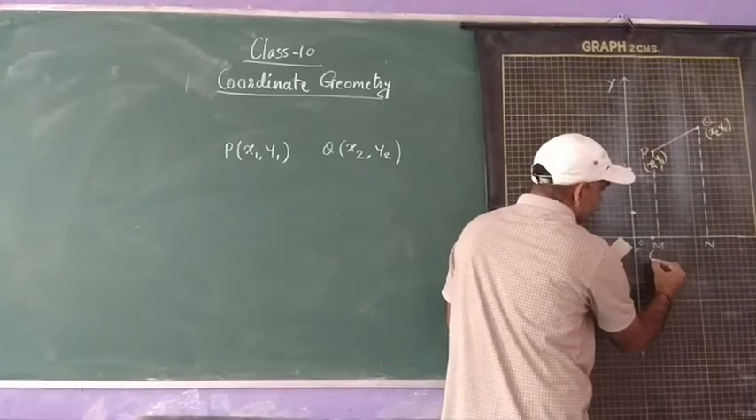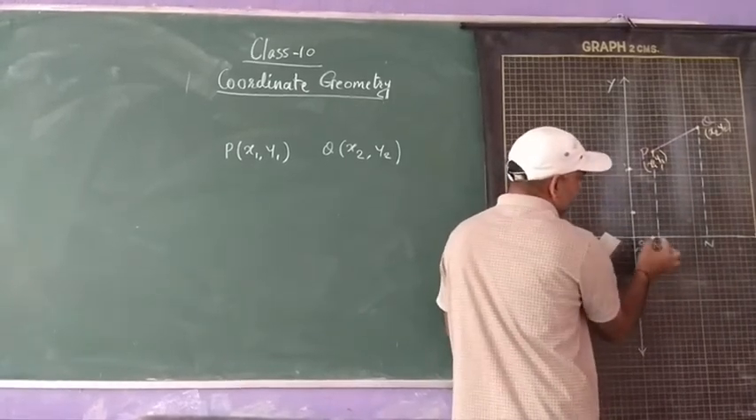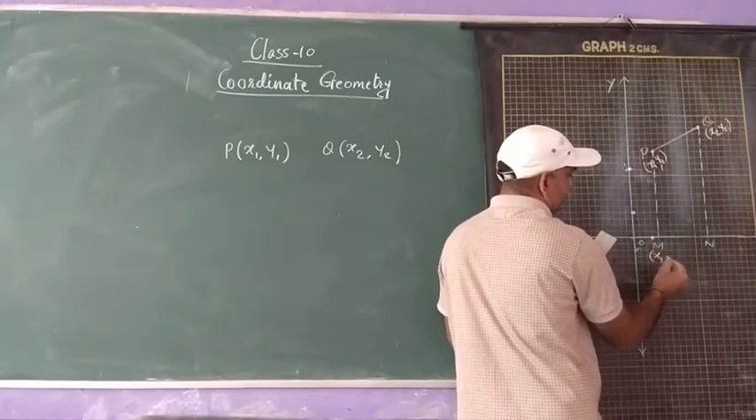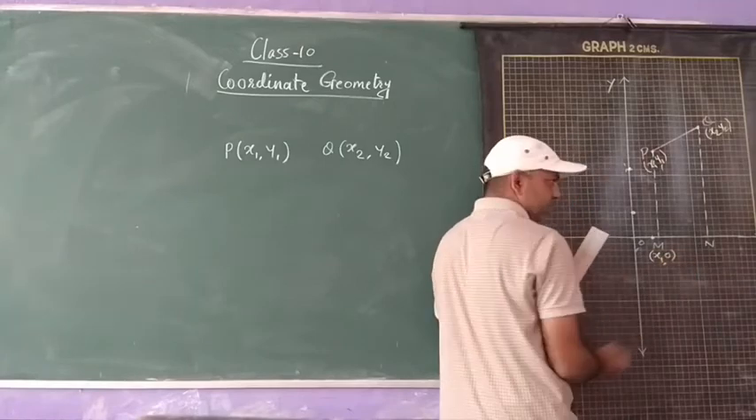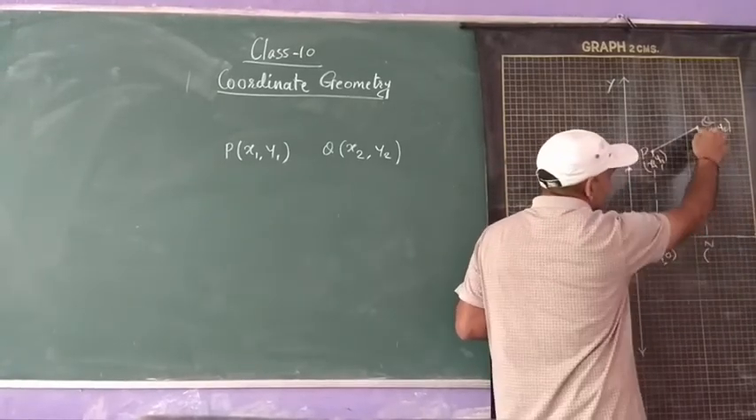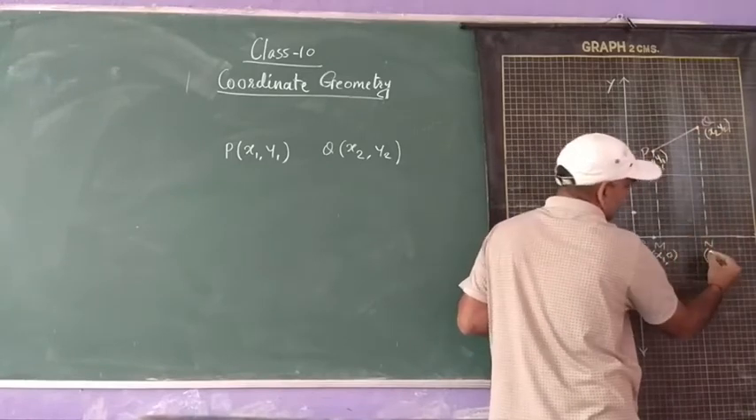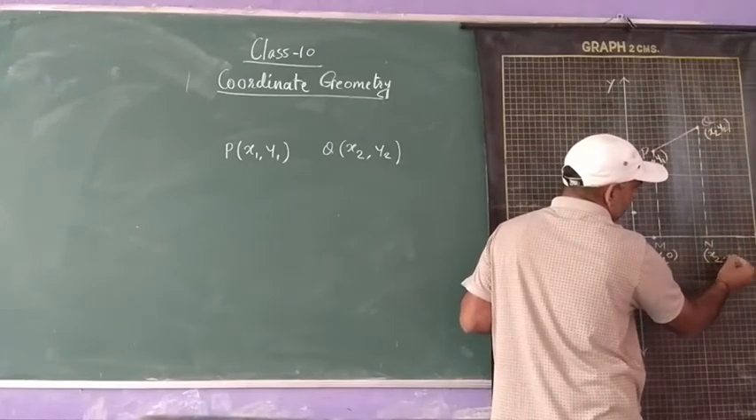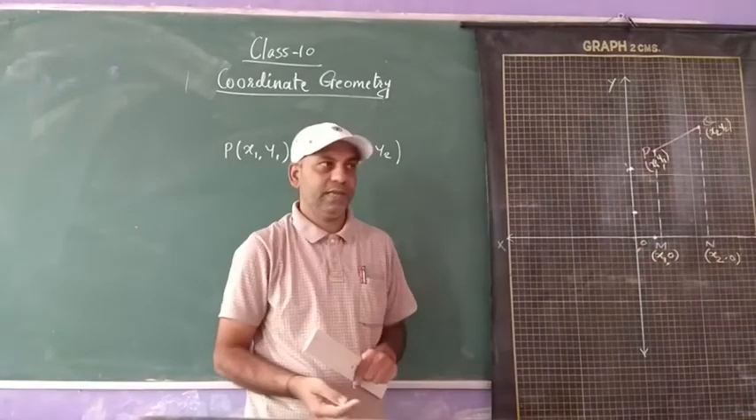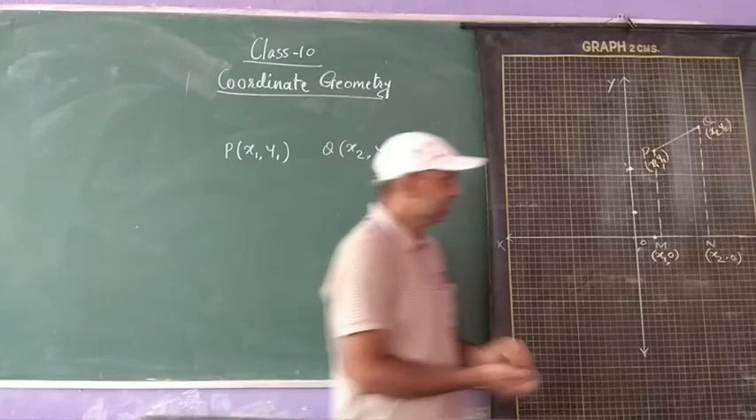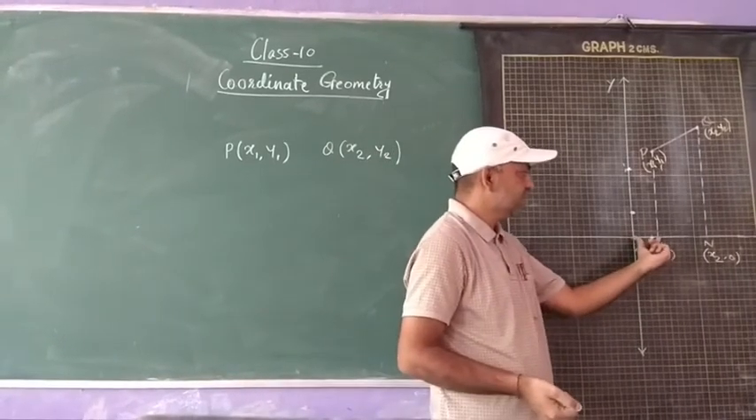And this distance is x1, because the abscissa is x1 and the ordinate is y1. So the coordinates of this point are (x1, 0). This is also the same: this distance is y2 and this distance is x2. So here the coordinates are (x2, 0). Now you just find here this distance is x1.